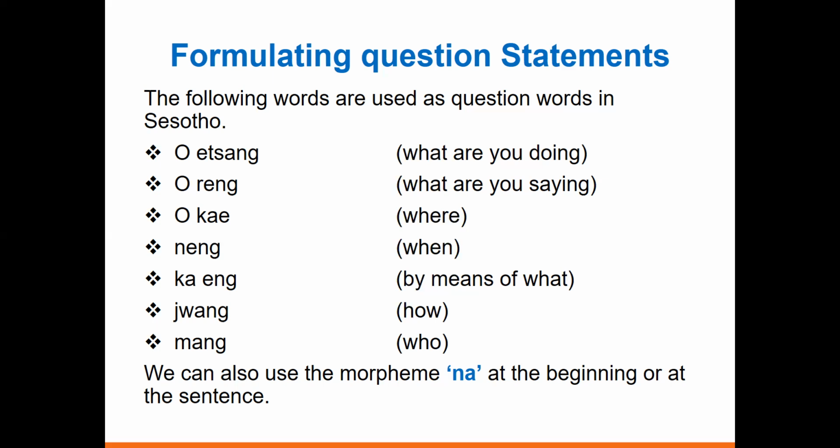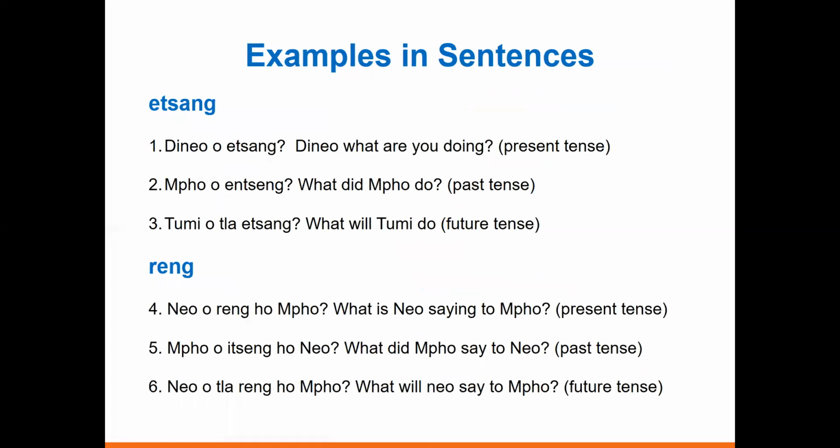Then another question word there, mang, denoting who. Ke mang, o mang, okay? Who are you? Then those are indicators of words that are used to denote a question in Sesotho. We can also use the morpheme na at the beginning or at the end of a sentence to denote that this sentence is a question. Na o aphela, or I can say, o aphela na, are you well? Okay, so the na can come at the beginning or it can come at the end of the sentence.